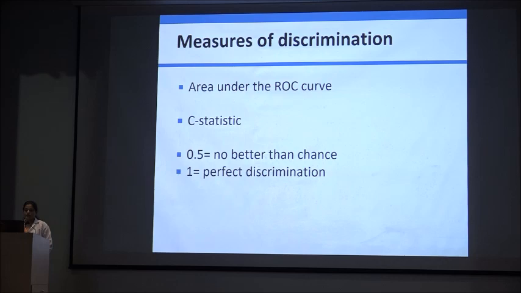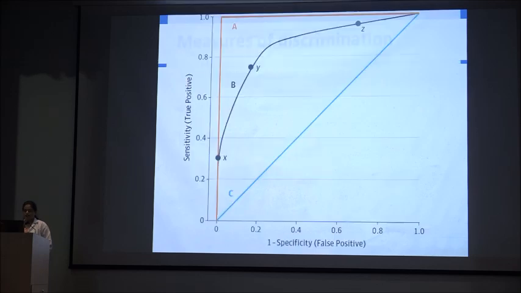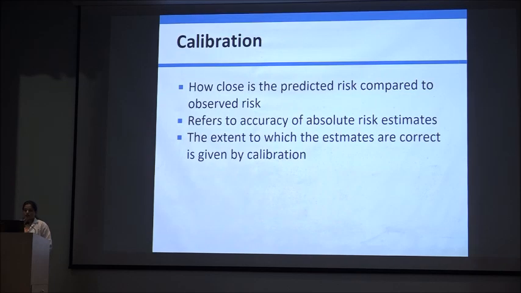And an area under ROC of 0.5 means no discrimination ability. So that's no better than chance. And 1 is perfect discrimination. And this is what it looks like, which I think most people would be familiar with. Sensitivity and 1 minus specificity are plotted.